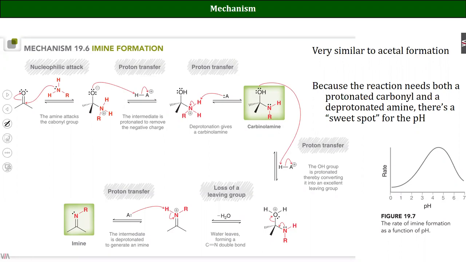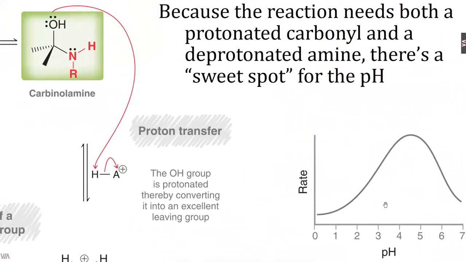If you look at the rate of this reaction versus pH, if you get it much above a pH of 5, the rate drops off because you don't have enough hydrogens, enough protons around to go through the proton transfer steps. But if you get your pH below 3, then you wind up protonating your nucleophile too much.